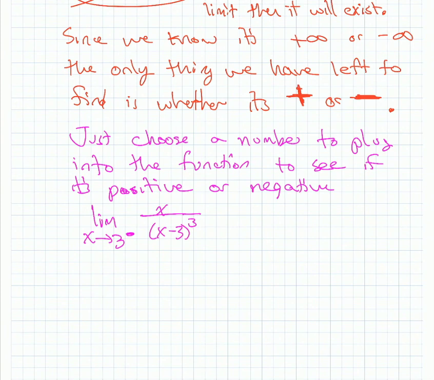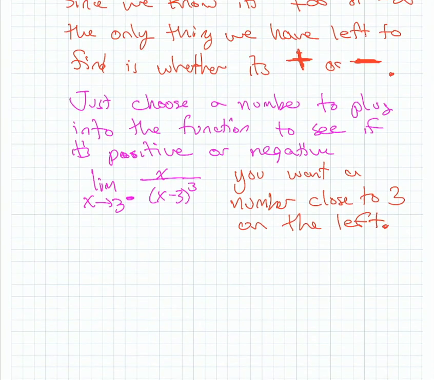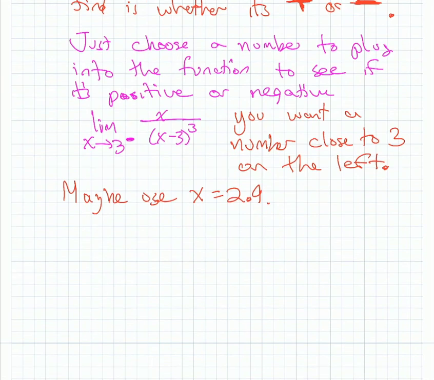Right? So you want a number close to 3 on the left, because we're doing a limit from the left. So what's to the left of 3? I don't know, maybe 2.9. That's going to be fine. Maybe use x equals 2.9. That'll be perfectly fine. So plug that into the function.